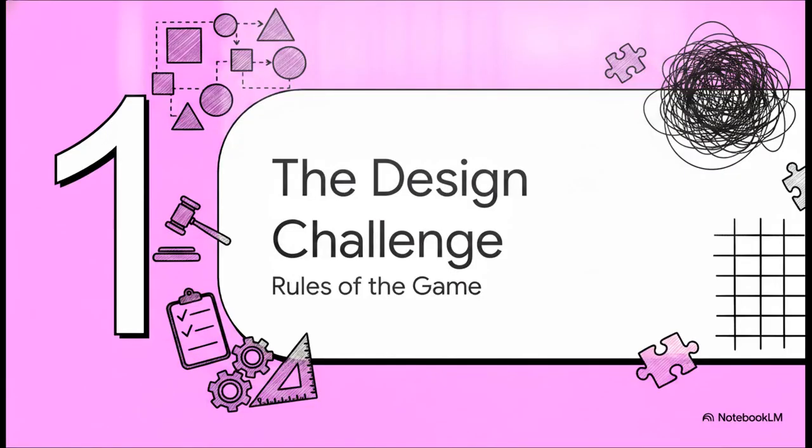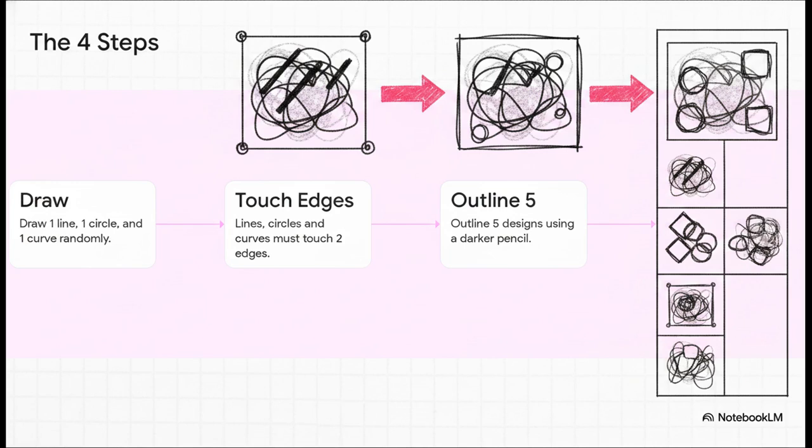Section 1, the Design Challenge, Rules of the Game. All right, to really get a grip on how this core process works, we need to lay down the exact parameters. First up, step 1. Inside a blank box, you draw at least one straight line, one circle, and one curved line, just totally randomly. Step 2, and here's the catch. These elements absolutely must touch two edges of the box's borders.